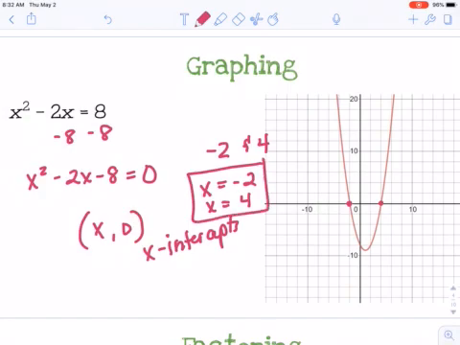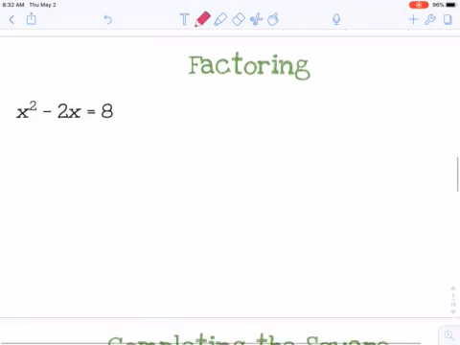Okay, so again, there were answers, and I could plug both of those in for x and test it to see if it really does equal 8, and it would. But again, that was a quick and easy way to do it. You just have to set it equal to 0, and then graph it and find the roots. Okay, that's our first method. Then we talked about factoring.